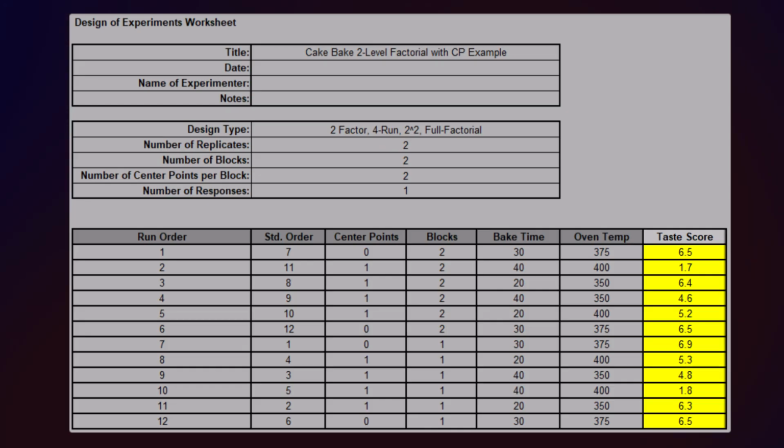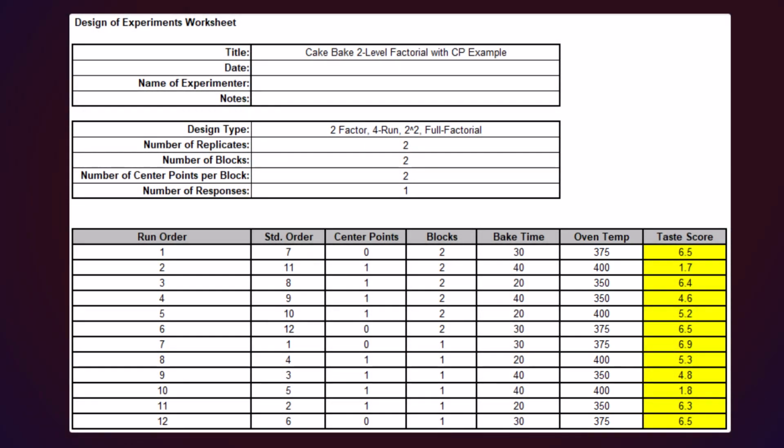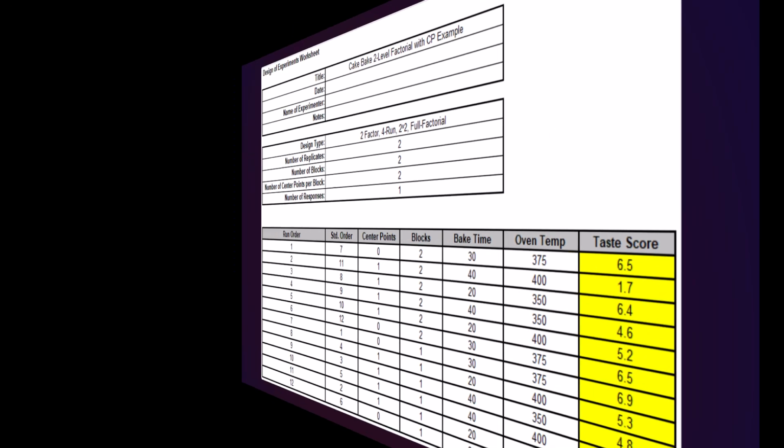The continuous factors are A, bake time, 20 to 40 minutes, and B, oven temperature, 350 to 400 degrees Fahrenheit. The experiment goal is to find the settings that maximize taste score. After the analysis, the design will be augmented to add axial points, making it a response surface design.